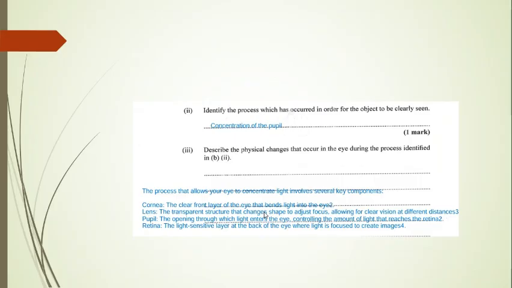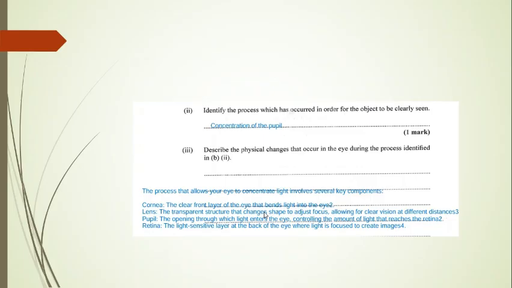The process that allows your eyes to concentrate light involves several key features. For example, the cornea, right? The clear front layer of the eye bends the light into the eye. That's the first process. The second process is with the lens, the transparent structure that changes shape and adjusts focus. The adjustment of the focus is done by the lens.